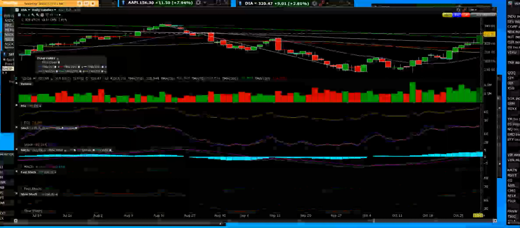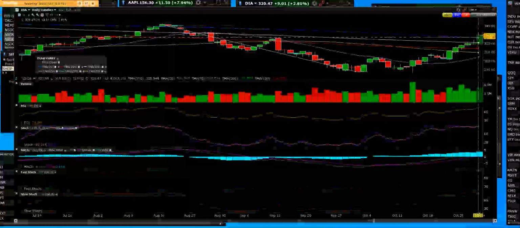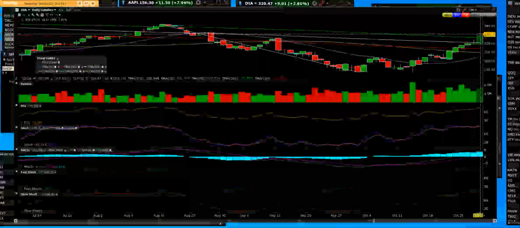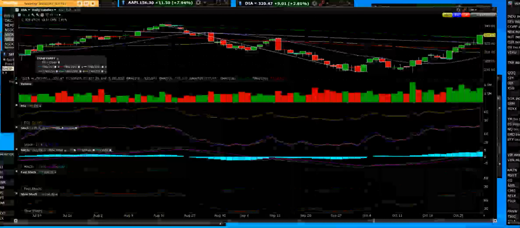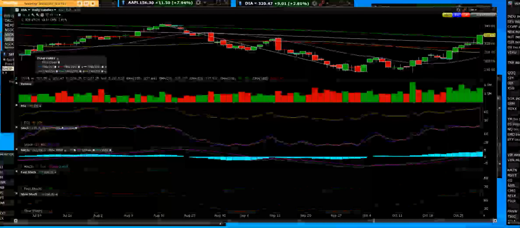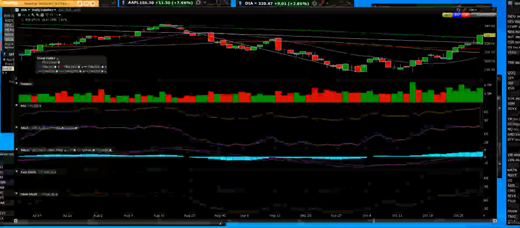So, we've had the great big move. We have the options expiration Friday today. That's out of the way. So we went ahead and we sold into the move because the rally has been substantially good and has entered into an overbought.